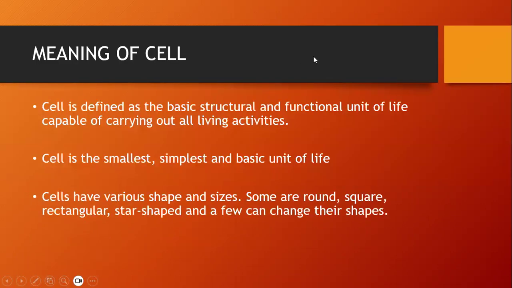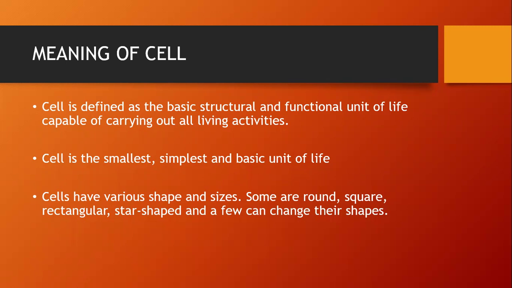Now, I am able to bring out two simplest and commonly known meanings of cell. Now, we have cell as the basic structural and functional unit of life that is capable of carrying out all living activities. And it can also be classified as the smallest, simplest, and basic unit of life also.